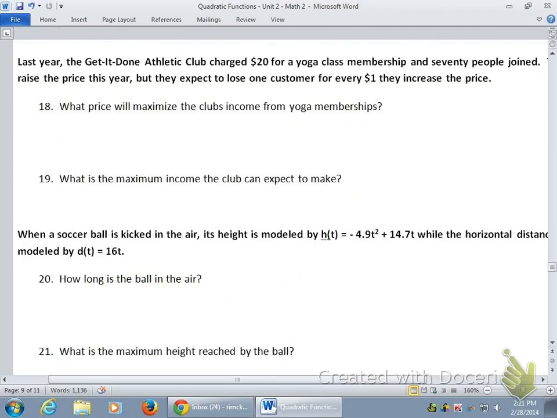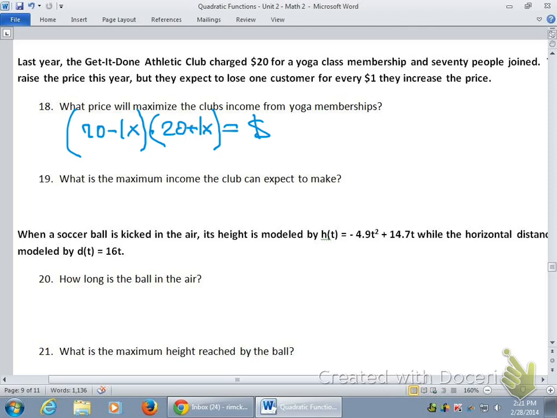Okay, looking at this number 18, you've got the yoga membership up here. Remember, it's $20 for 70 people last year. So you remember from last year that 70 people times $20 would tell you how much money to make, right? But of course, this year, you're going to raise the price. So what's going to happen? You're going to raise the price by $1 for every dollar, and for every dollar that you do raise it, you lose a customer, and you end up with this situation here. Okay, so it looks like it's linear, but it's really not, because you're going to FOIL this out.